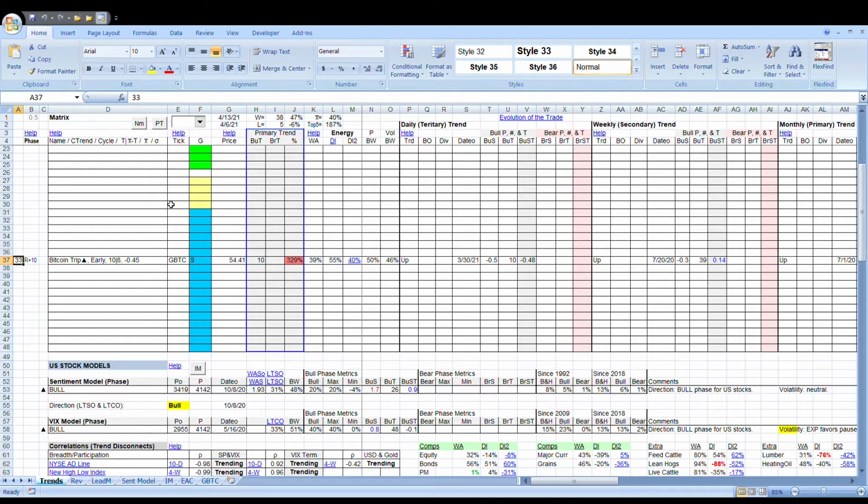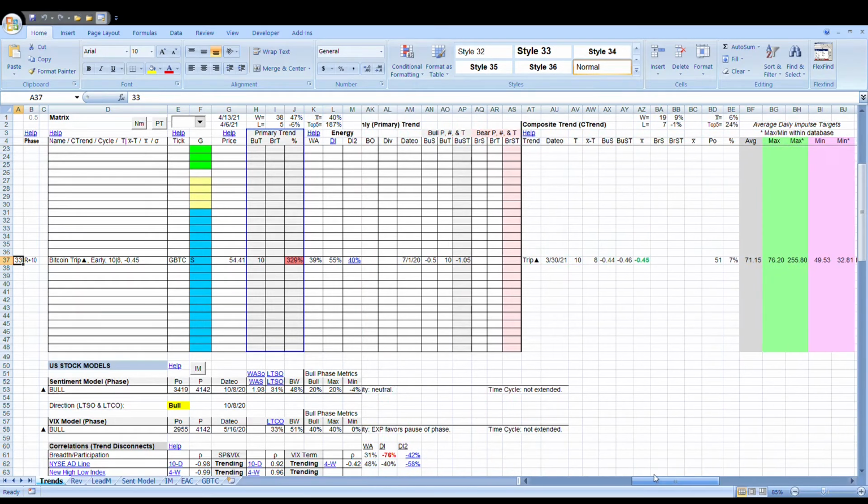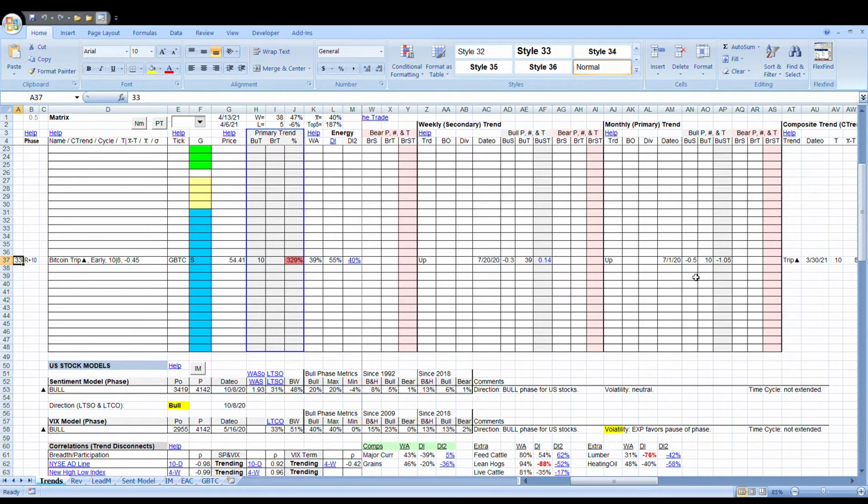We really want to talk about the evolution of the trade, which you can click these links here to get full detail. I assume most of the people who are using the matrix now are becoming comfortable with the evolution of the trade. The evolution of the trade follows the three time frames. It primarily focuses on the primary trend, which is the monthly trend. That stays up as long as it stays up, and the cycles are pretty young.